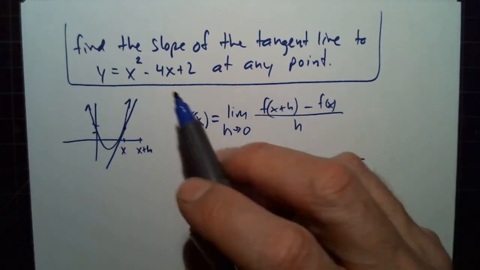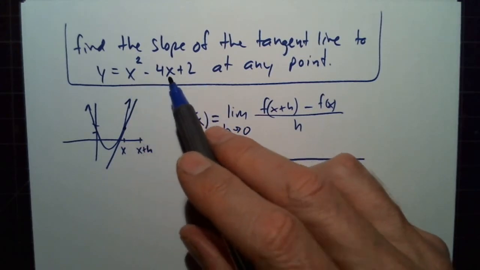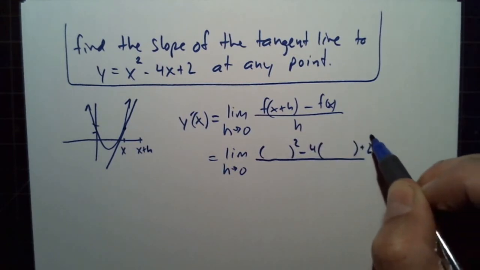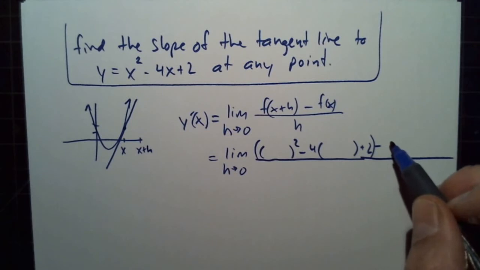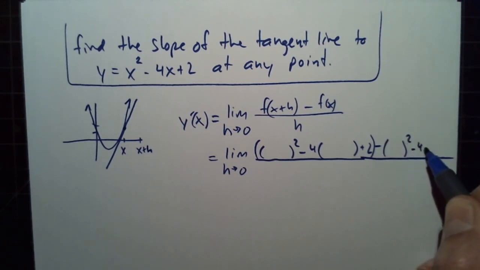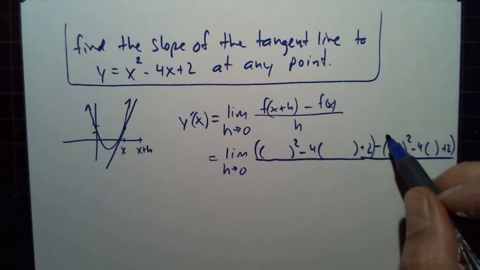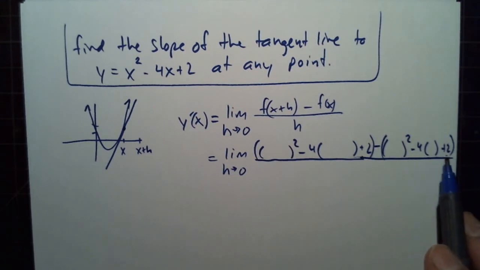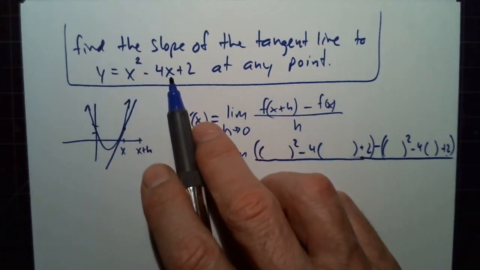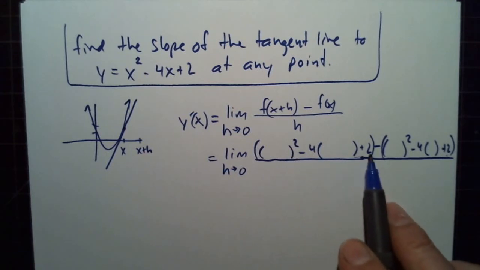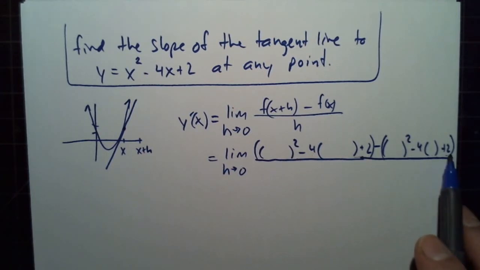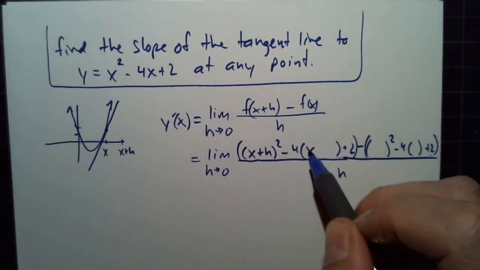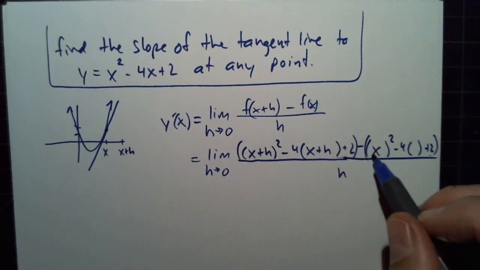Here's an f. We copy the whole thing, put a space for each x. So that whole thing is f, that whole thing is f. It's going to be something squared minus 4 times something plus 2, over h, and this is going to be x plus h. Over here it's just x.